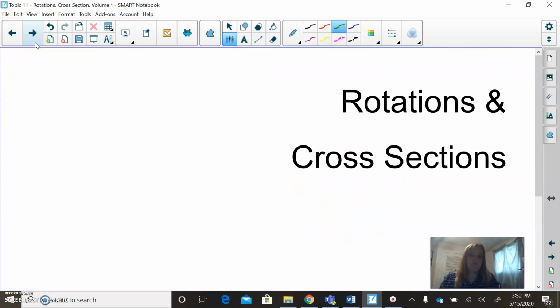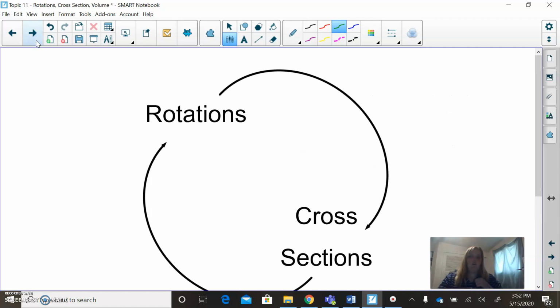So let's start on rotations and cross sections. So rotations is when we're going to take a 2D figure, like a sticky note, right? The sticky note is a square. And we're going to rotate it, all right? And cross sections is when you take a 3D shape and you cut it. All right. So rotations, cross sections, they kind of go hand in hand.